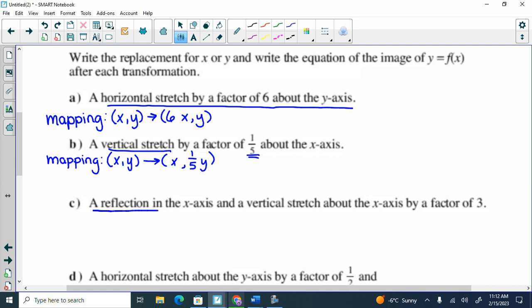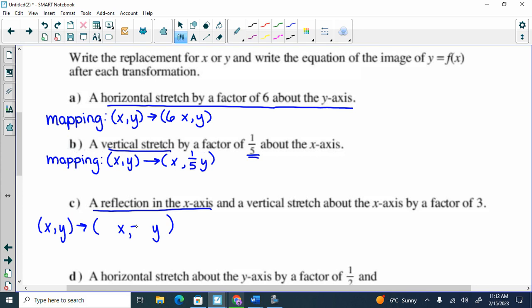Here we have a reflection in the x-axis. Which one does that affect, x or y? It's y, because it's opposite axis, right? So I know I'm going to have x, y becomes something x comma something y. Well, my something y is for sure going to be negative because it's a reflection in the x-axis, so I know I'm going to get a negative.